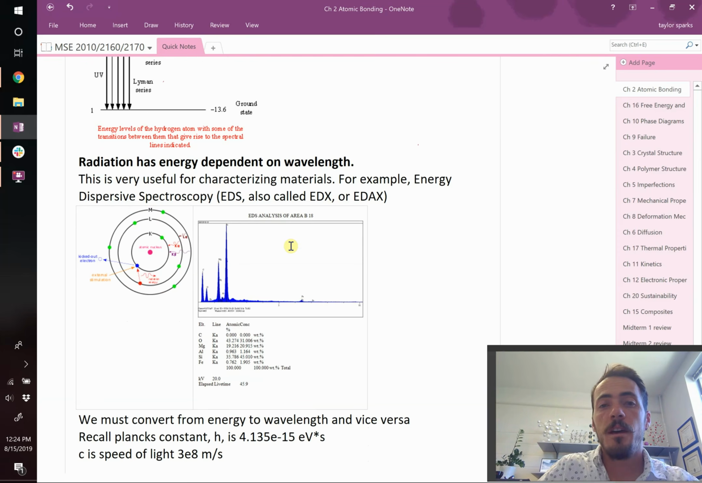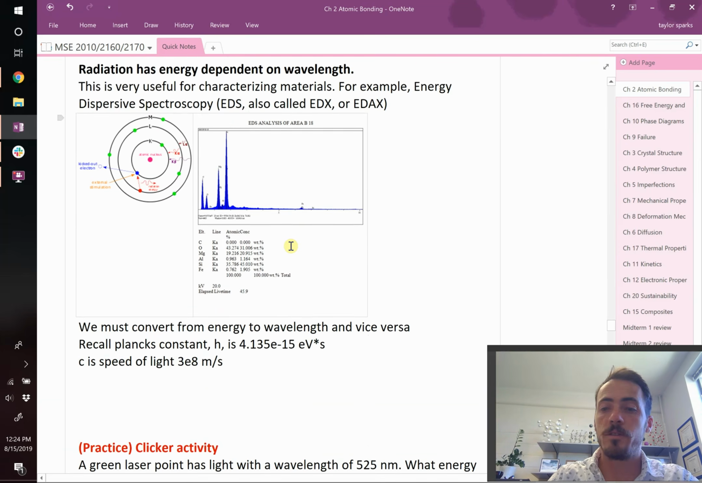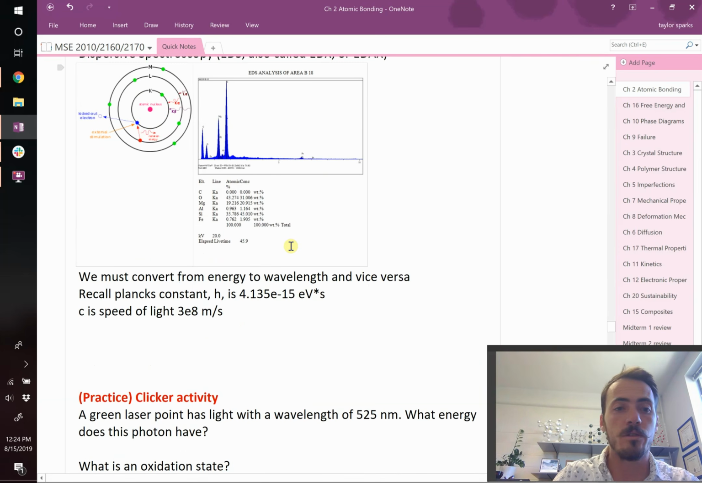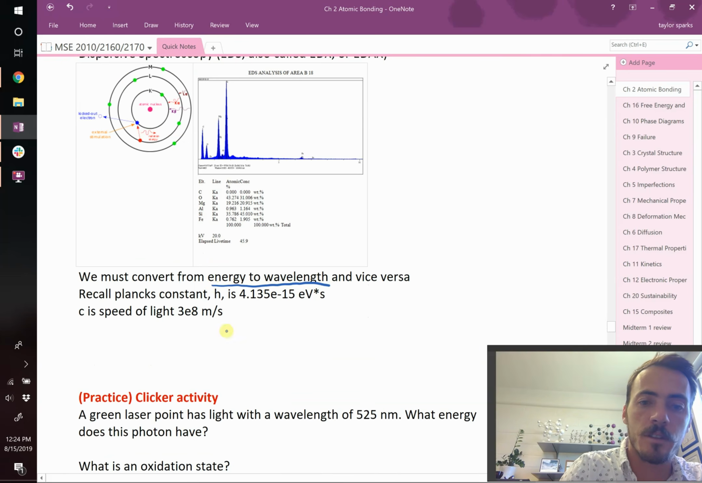Well, there's an expression that you would have seen in Physics 1, or maybe you're seeing it now. We'll introduce it for you here. You can convert between energy and wavelength with this formula. It goes like this: energy is equal to h times c divided by lambda.